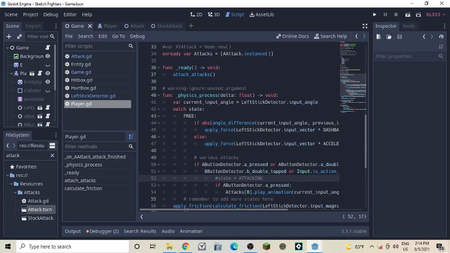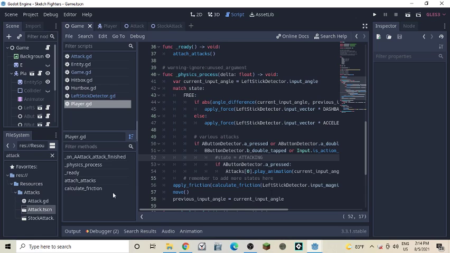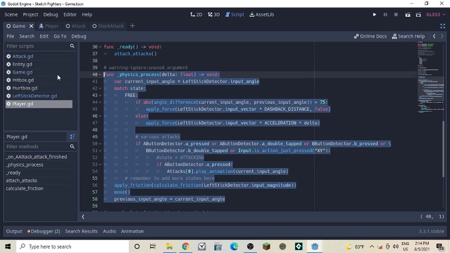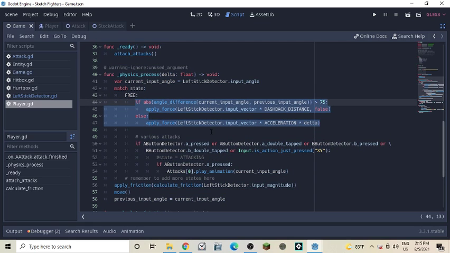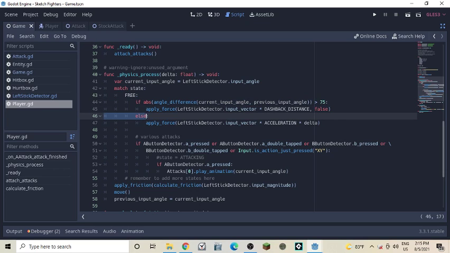So as you can see here, this is my code right here. This is the, you know what, Control Shift F11. This is the entire physics process function right here. In this area is where it calculates dashback. It says if the angle between the current input angle and the previous input angle is greater than 75, so if they're turning at an angle sharper than 75 degrees, then apply a force in that direction. Now, the previous input angle variable here is storing the input angle from the previous frame.